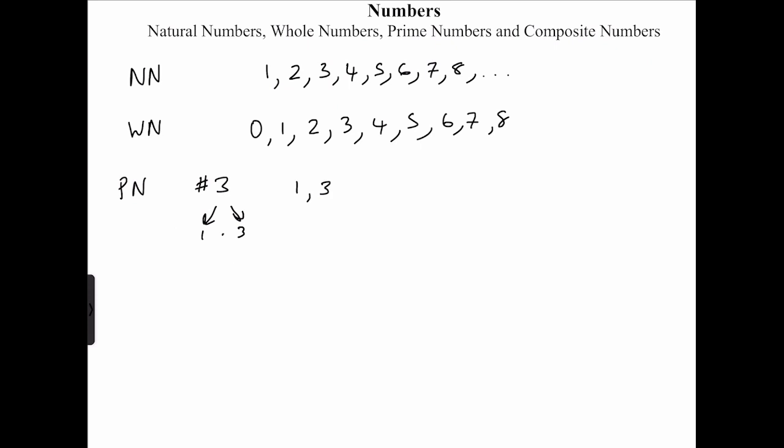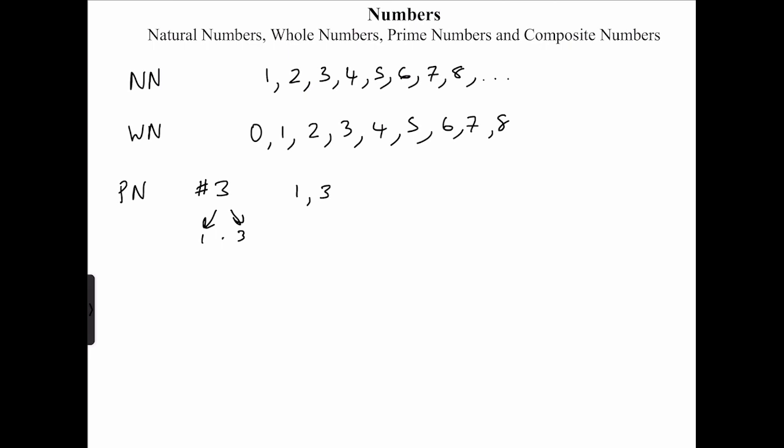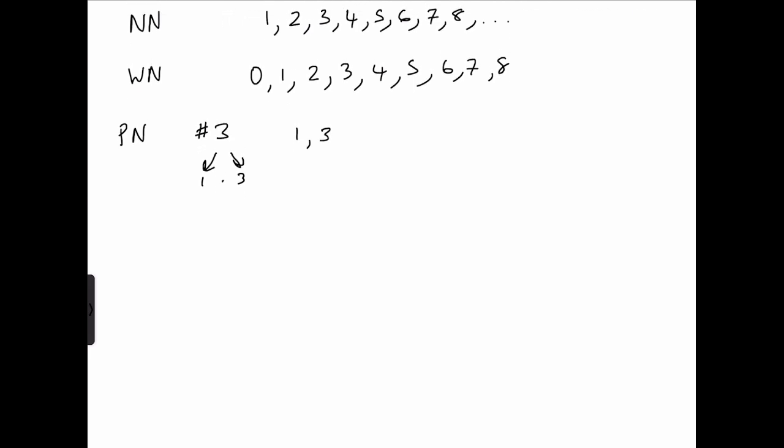Let's then list a partial list of prime numbers. Remember, a prime number is a number greater than 1 and has 1 and itself as factors. If we take a look at our natural and whole numbers, we can write out our prime numbers from those sets. It has to be greater than 1. So we go 2, which has factors of 1 and itself, 3 has factors of 1 and itself, 5 has factors of 1 and itself, 7 has factors of 1 and itself, and it's greater than 1.